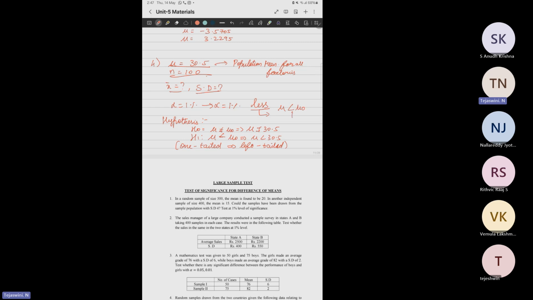Since mu is less than mu naught, it should be left tail. Since in the bell curve, if this is the mu naught, this side will be less than mu naught, and this side will be greater than mu naught. So it should be left tail. In case we get mu greater than mu naught, it should be right tail, since this side will be greater than mu naught, and this side will be less than mu naught.